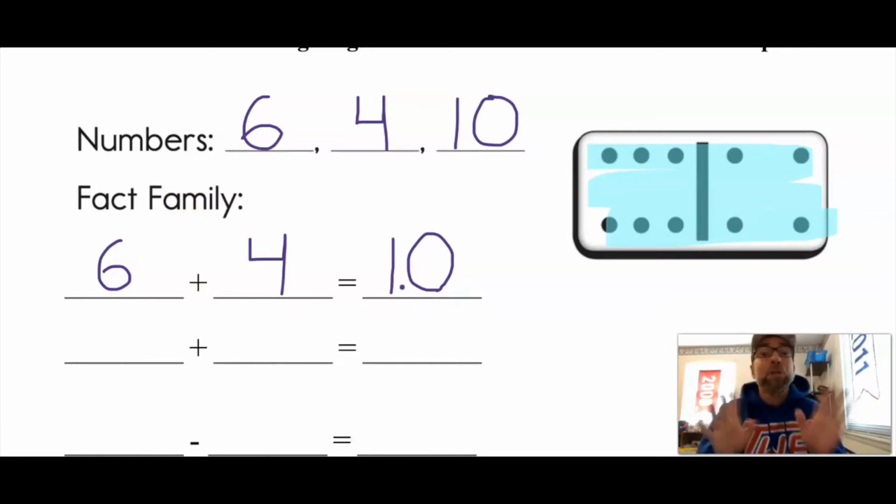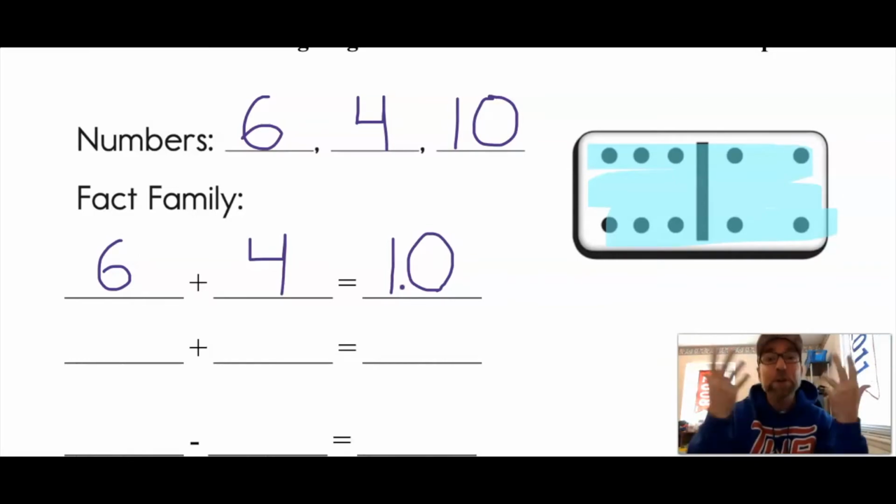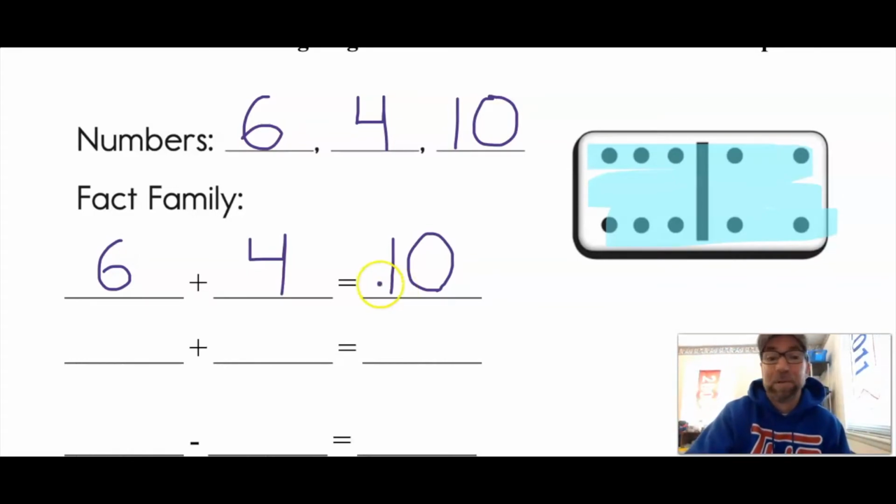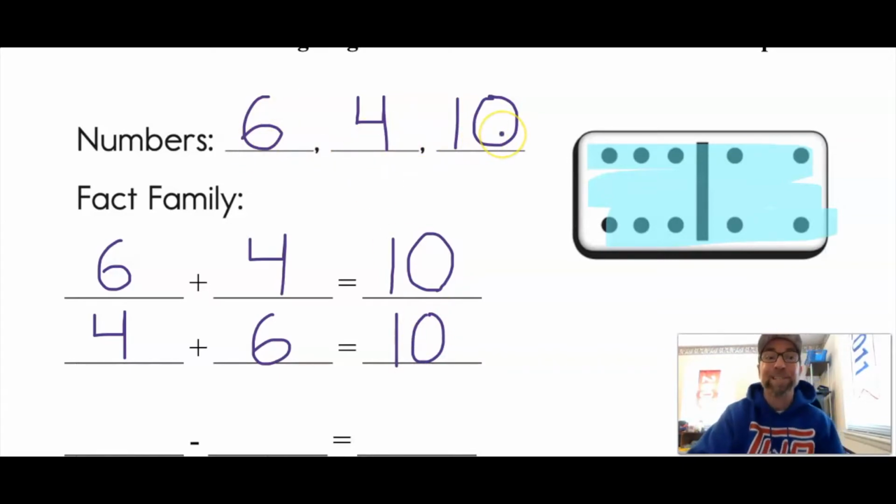Now, we also know there's a turnaround fact. I can take the 6 and the 4 and I can turn them around. What would our new addition fact be? Well, if we turn them around, we get 4 plus 6 equals 10. Notice that both of my addition facts use all of the 3 numbers that make up my fact family. They go together. We have the 6, we have the 4, we have the 10. We have a 4, a 6, and a 10.